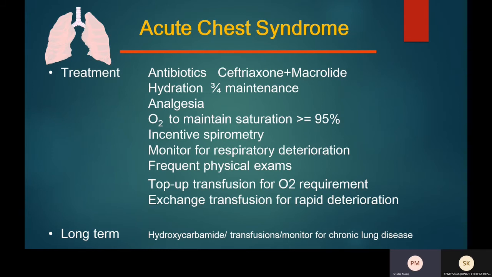Now, in the long term, people who've had an acute chest syndrome should be advised to have treatment with hydroxycarbamide, or transfusions if hydroxycarbamide is not successful, since once someone's had an acute chest syndrome, they're at increased risk of further acute chest syndromes and can subsequently develop more chronic lung disease.